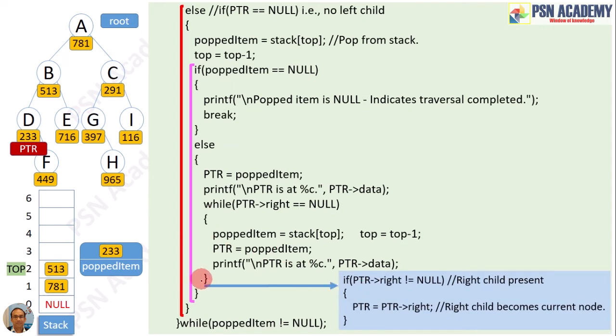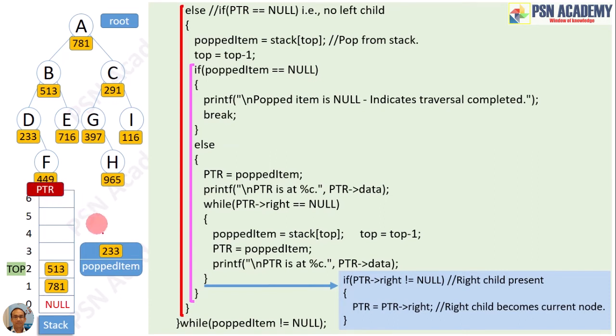So after this while loop, you will write the if condition here, because there is no space actually, so I have written over here, right? Now if ptr right is not null, that means there is a right child. What we should do? Set ptr to ptr right. That means ptr is at D, its right child is F at 449, so ptr will be set to 449.